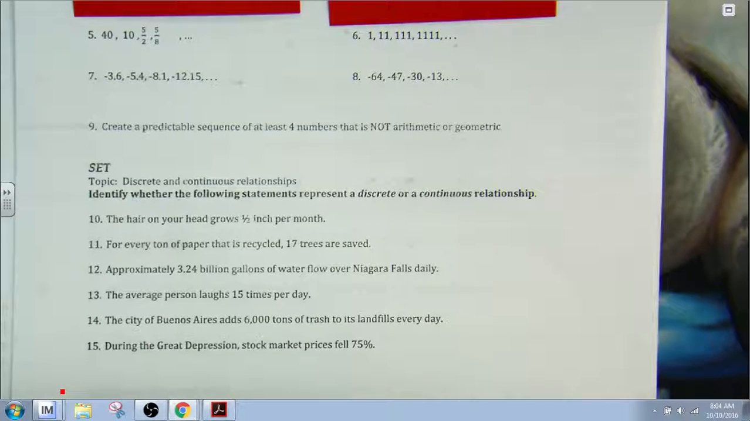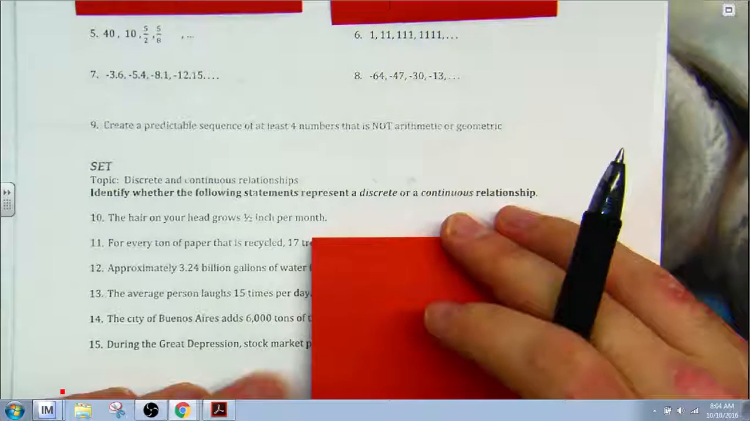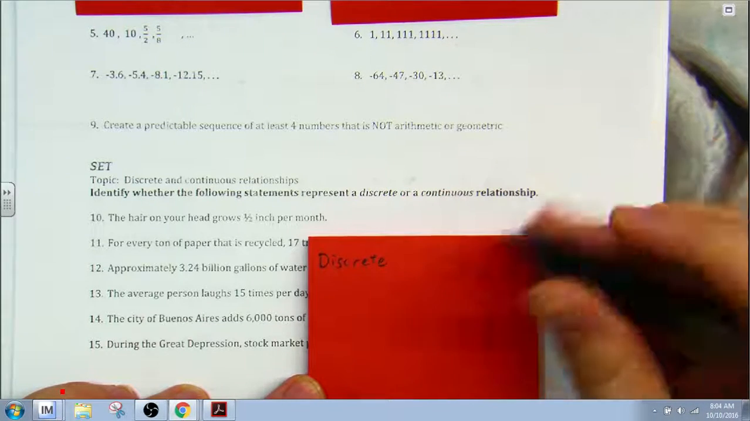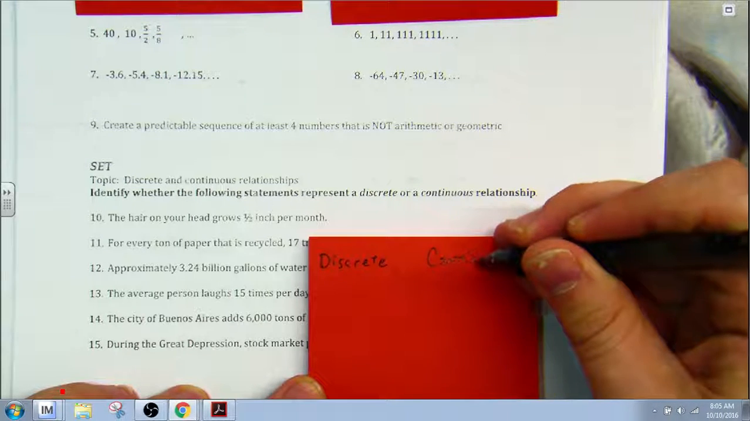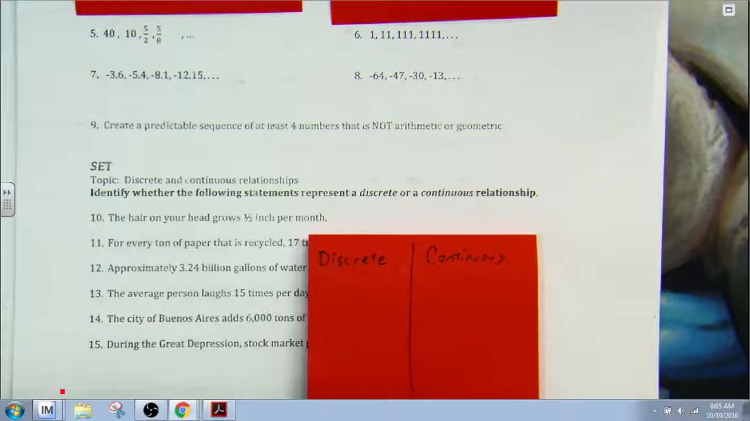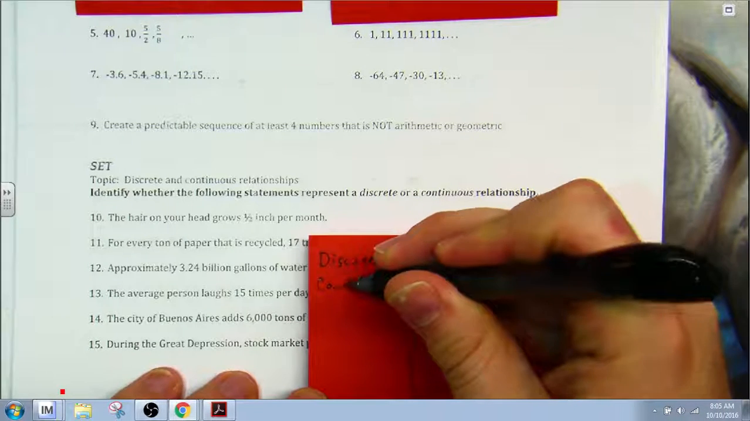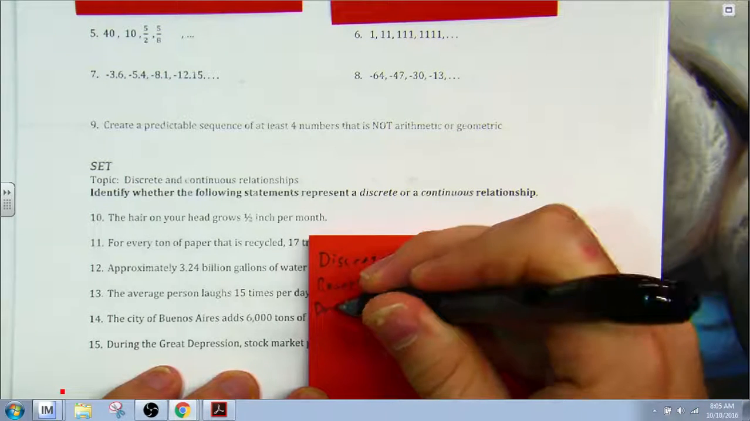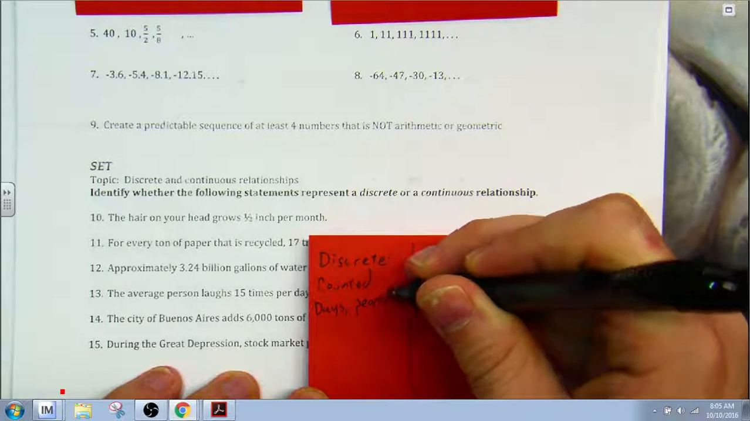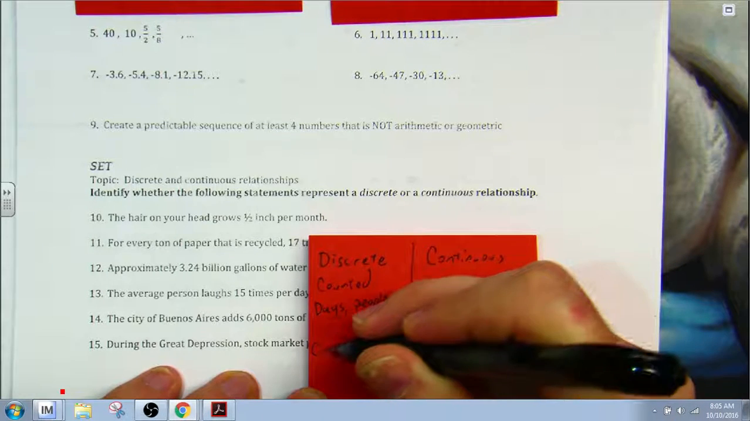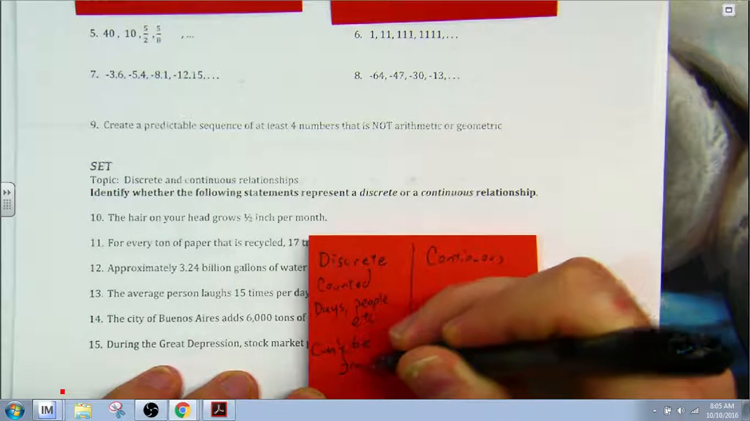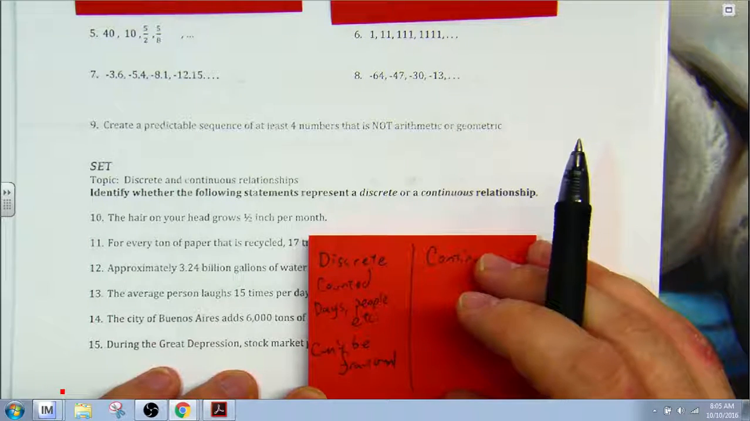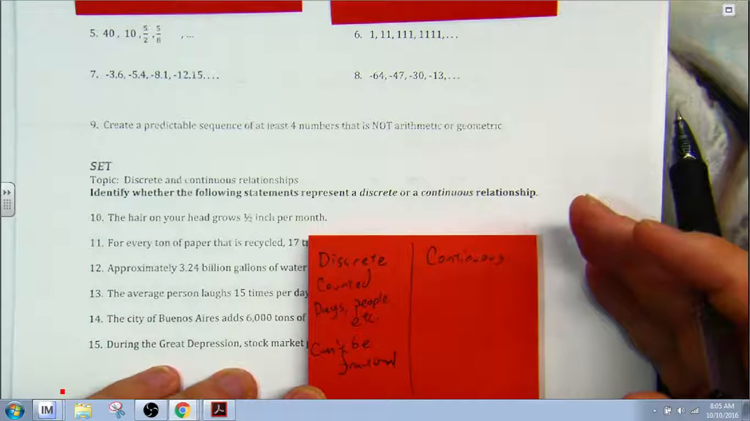So the basic way to really understand the differences between discrete and continuous. All right, discrete things are things that can be counted. So things that can be counted are like days, people, etc. They can't be fractional. You can't have half of a person. Okay, I guess you could have half of a day, but we typically wouldn't say that.